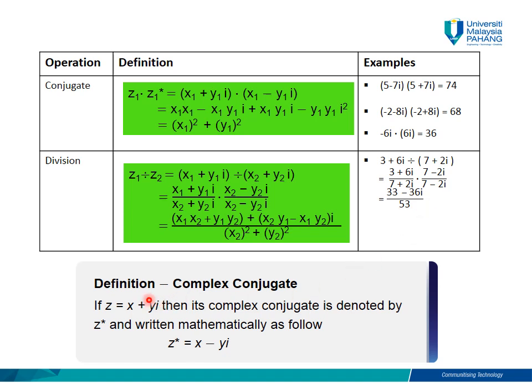Okay, so the definition of complex conjugate. If z is equal to x plus yi, then its complex conjugate is denoted by z star. This is the symbol for complex conjugate, and it is written mathematically as follows. Like I mentioned before, if this is positive, this one should be negative, or if this one is negative, this one should be positive.